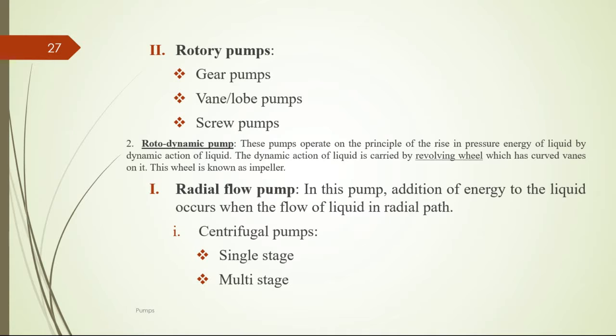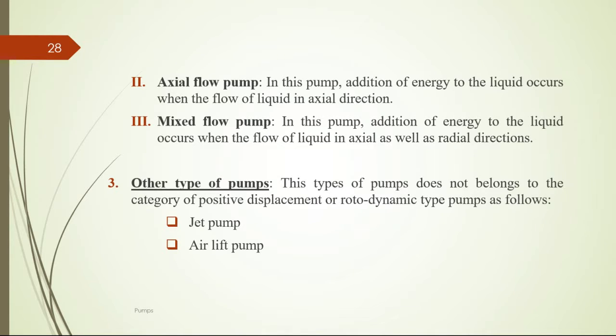The second category is known as rotodynamic pumps. These pumps operate on the principle of the rise in pressure energy of liquid by dynamic action of the liquid. The dynamic action of the liquid is carried out by a revolving wheel which has curved vanes on it. This wheel is known as the impeller. In that, the first one is the radial flow pump. In this pump, addition of energy to the liquid occurs as the liquid flows in a radial path. In that, the first one is centrifugal pumps, which may be single stage or multi-stage. Then the second one is the axial flow pump, and the third one is the mixed flow pump.